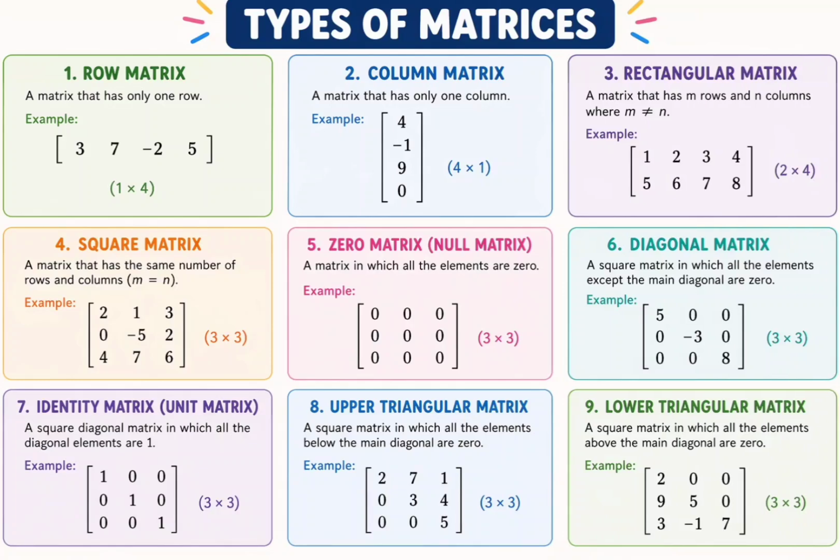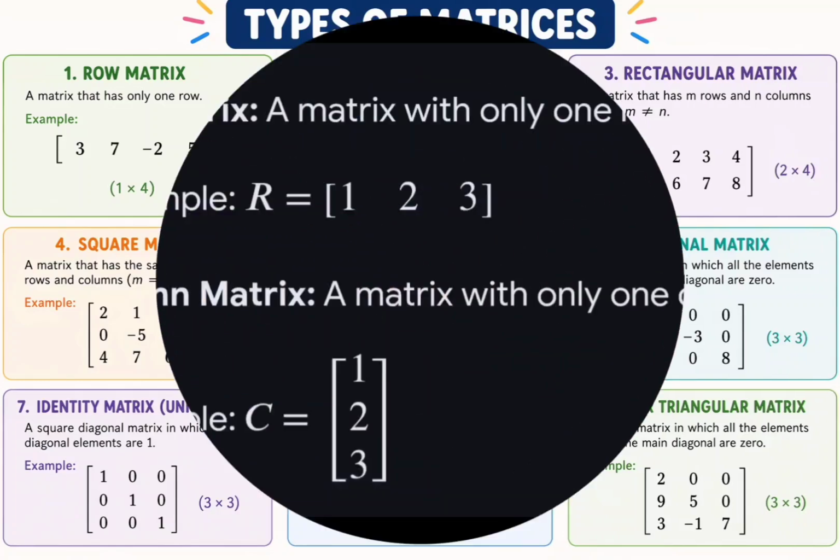The order of a matrix is written as m cross n, where m denotes the number of rows and n denotes the number of columns. Rows first, followed by the number of columns next. This gives the order of any given matrix. We can construct the matrix using the order.